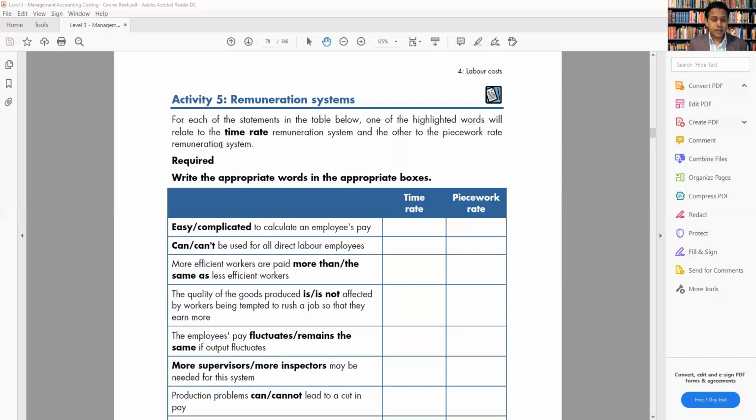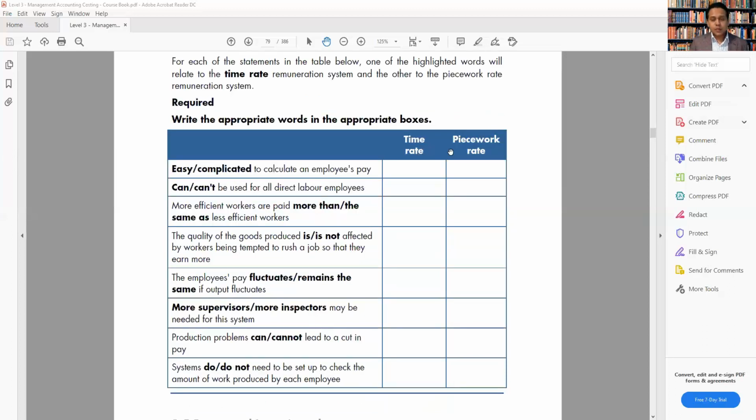Remuneration basically means the salary. For each of the statements in the table below, one of the highlighted words will relate to the time rate remuneration system and the other to the piecework remuneration system. So one will be with the time work, one with the piecework. We have to choose from the bold words, and say which one goes to the time rate and which one goes to the piecework.